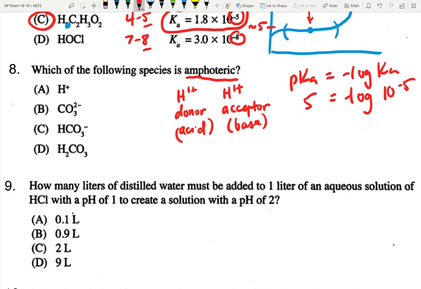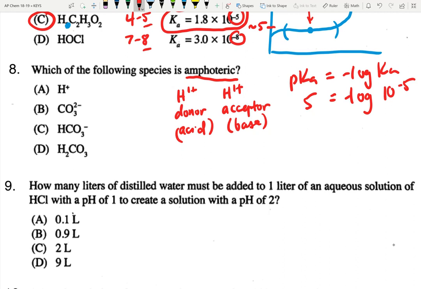Well, if we look at letter A, that is the hydrogen ion. So hydrogen ion can't act necessarily as an acid or a base. It's the ion that we're most interested in. And it's not a particularly straightforward ion to talk about as its own thing. It's the consequence of a lot of things in our unit, but it's not going to be something that's going to act as an acid and a base necessarily.